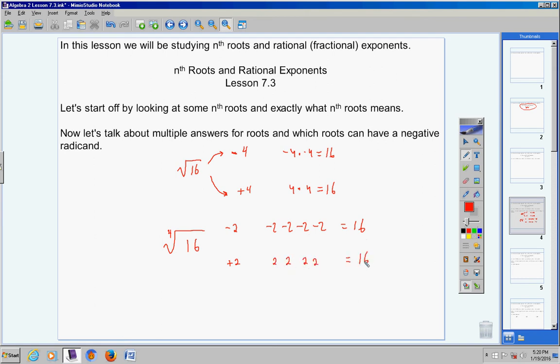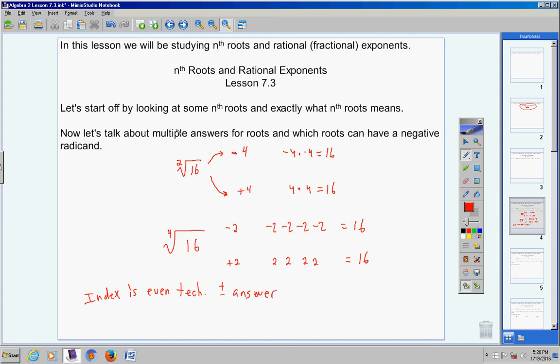So are you ready for this? Are you listening to me, students? Whenever your index is even, you might want to write this sentence down. Whenever your index is even, technically you have a positive and a negative answer. You need to know that. That would make a great test question.